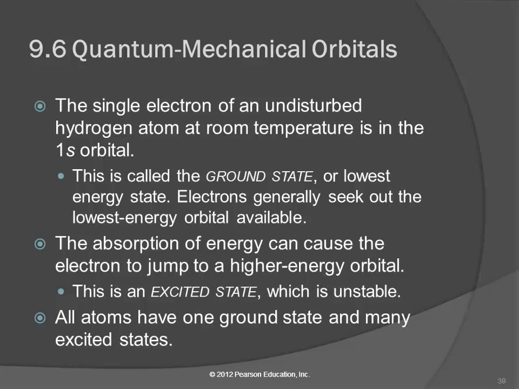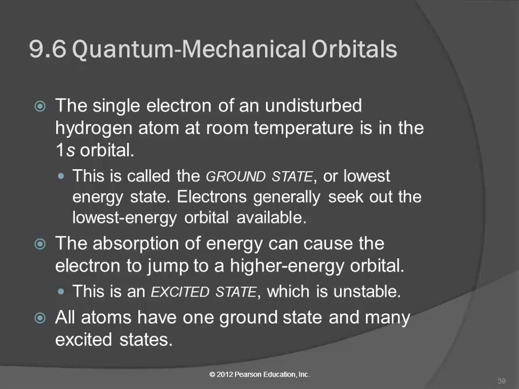Electrons do the same thing. They're looking for low energy. Water goes to the bottom of the hill. All of nature is about going to lower energy. You want to go to this resting place. So the electrons are going to go to lower energy orbitals. We call that the ground state.